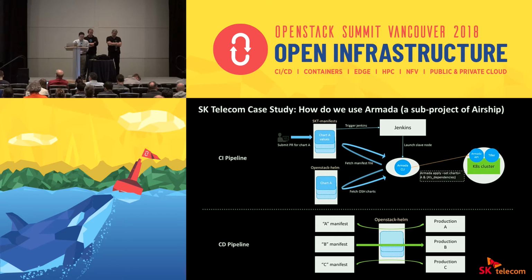For the CD pipeline, we are maintaining and versioning an Armada manifest for each deployment site. In this way, we don't need to change anything in the OpenStack Helm chart to deploy different OpenStack. We just need to maintain a manifest per deployment site.